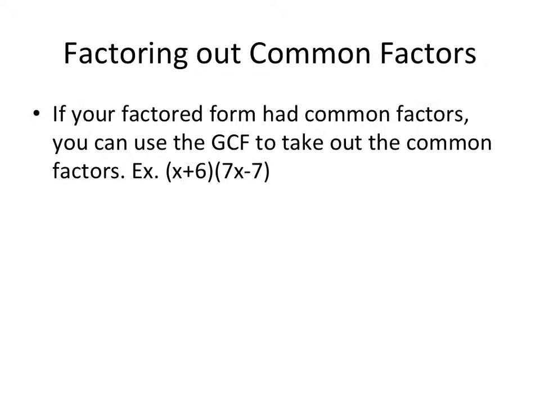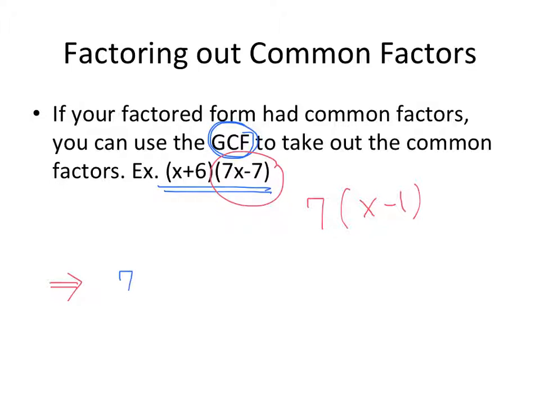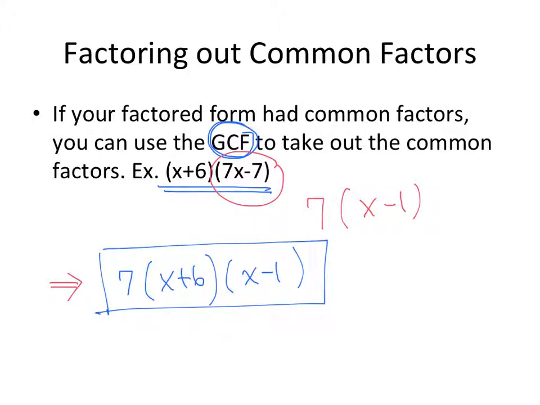So now we have an example that is in factored form. But if we wanted to factor it completely, we need to be careful for greatest common factors. If we look at our second term, the 7x minus 7 has a 7 in common. So that can be distributed back out to form 7 times x minus 1. When we take our original equation and rewrite it, we'll end up with 7 times x plus 6 times x minus 1. And this is what it looks like when we factor something out completely.